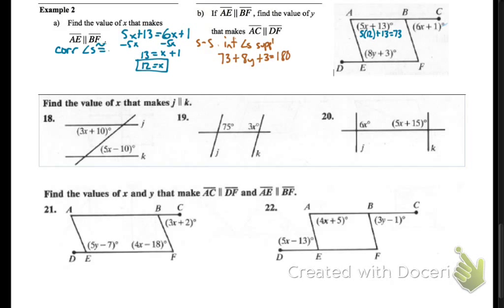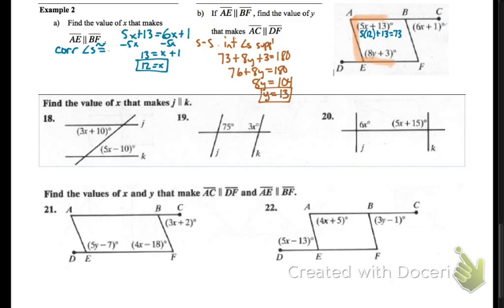Well, we can plug in the 12 for x. So this angle here is really equal to 73 degrees. 5 times 12 plus 13 is 73. So 73 plus 8y plus 3 has to equal 180. These are same side interior angles. They have to add up to 180. Solve for y, and we get y is equal to 13. So there is our answer. y is equal to 13.